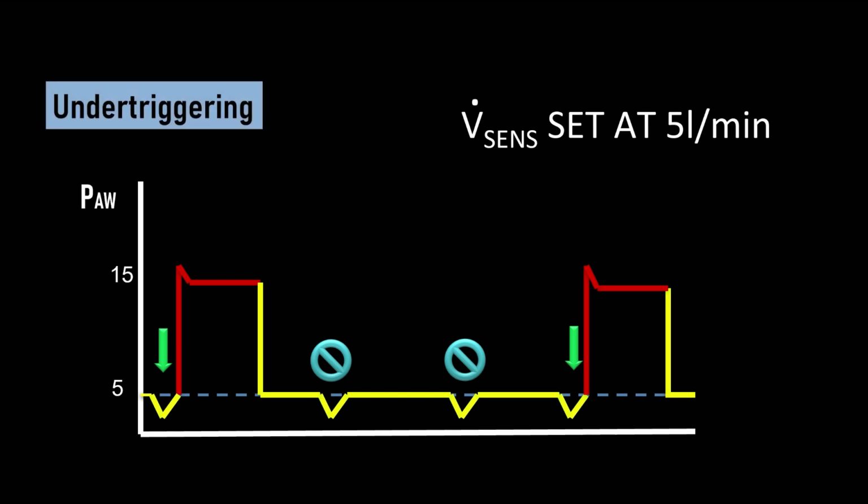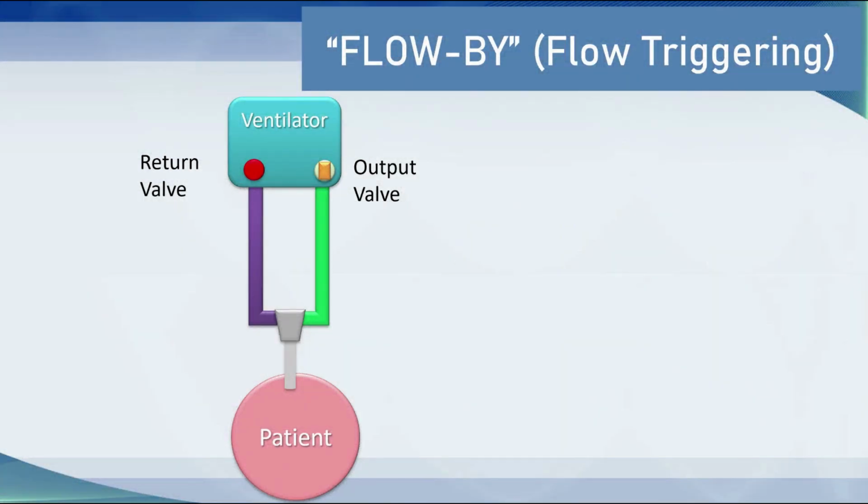To understand what's happened here, we need to go back and revisit flow triggering. In this cartoon, I have drawn a patient who's a pink blob with a tube sticking out of them attached to a ventilator. And the ventilator has an output valve and a return valve, and in these valves there are flow sensors.